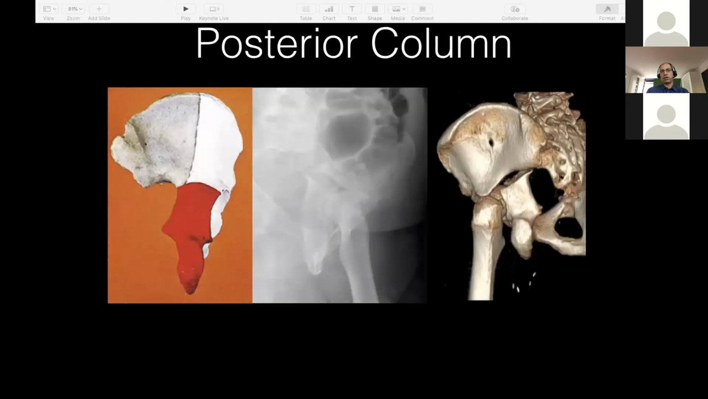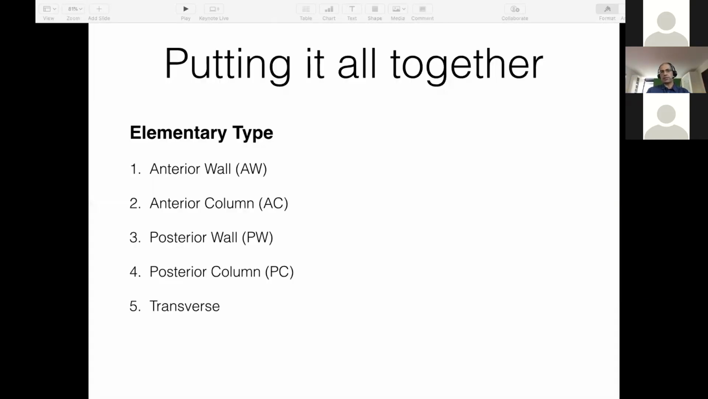Posterior column is shown here in red, and you can see that it includes everything from the bottom of the ischial ramus onto the ischial tuberosity, posterior wall of the acetabulum, the ischial spine, and extends proximally up to where it meets the anterior column and the ilium at the greater sciatic notch.